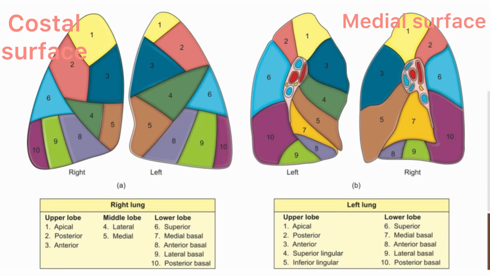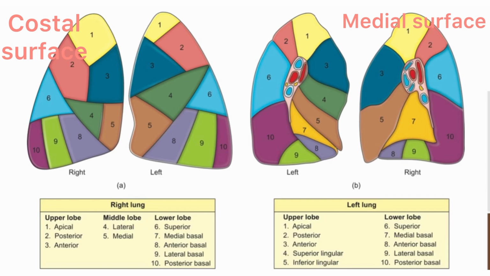Now, for the upper lobe, the bronchopulmonary segments are the apical, the posterior, and the anterior. For the middle lobe, we have the lateral and the medial bronchopulmonary segments. Now, for the lower lobe, we have from 6 to 10. You can see that the 7th is not seen on the costal surface, so you can only see the medial basal bronchopulmonary segment on the medial surface of the lungs. So for the 6th, we have the superior bronchopulmonary segment, then the medial basal, the anterior basal, the lateral basal, and finally the posterior basal for the right lung.